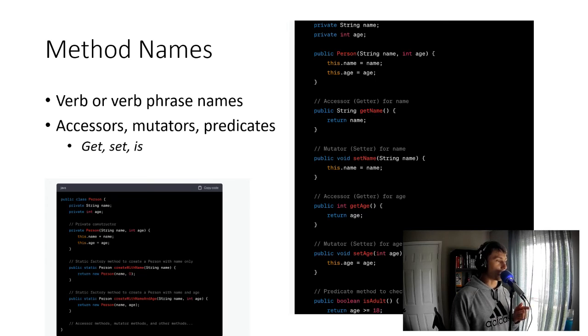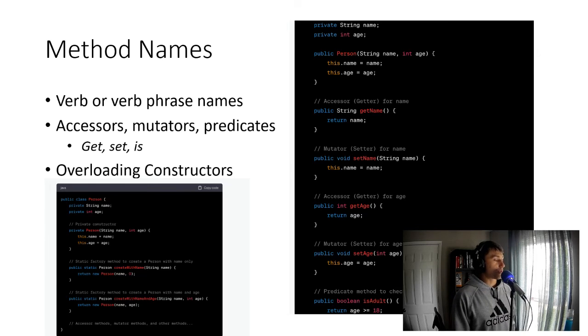And then predicates, I actually never knew that this is what these were called. Predicates are the things that return a Boolean value that you use to check if something's true or false. So in my person example, you check if somebody is an adult, so you call the is adult method as an example there.